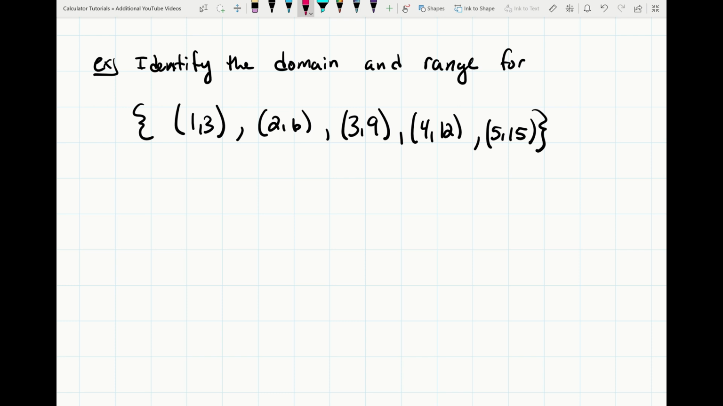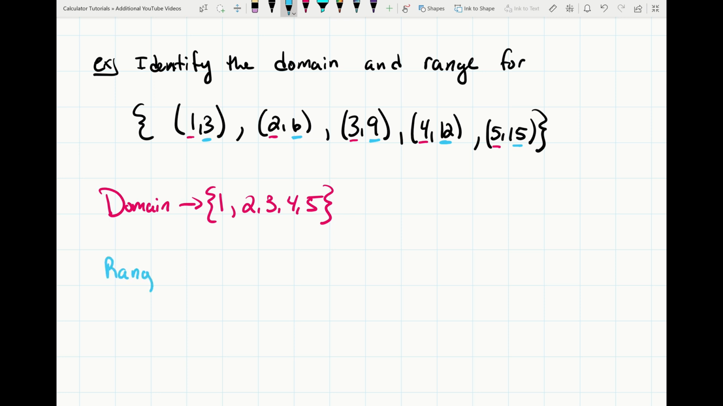So our domain, remember, are going to be all of the x components of each ordered pair. So 1, 2, 3, 4, and 5. All right. Now, put this in a little set. There we go. So now the range are going to be all of the y components. So our range is going to be 3, 6, 9, 12, and 15.